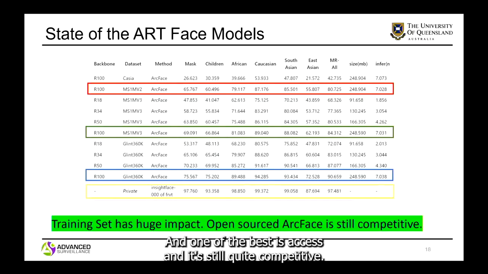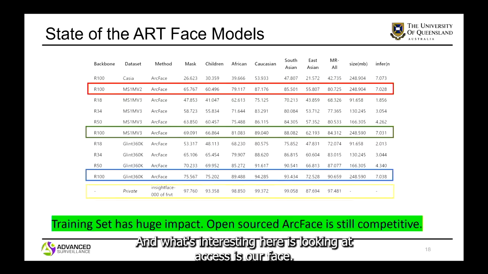One of the best is ArcFace, and it's still quite competitive in NIST. NIST is the National Institute of Standards and Technology in the US, and they do face recognition testing, and you can't sell face recognition in the US to a government agency unless it's gone through NIST. It doesn't have to perform well, it just has to have been tested. We're doing a NIST test at the moment, which is a pain in the neck.